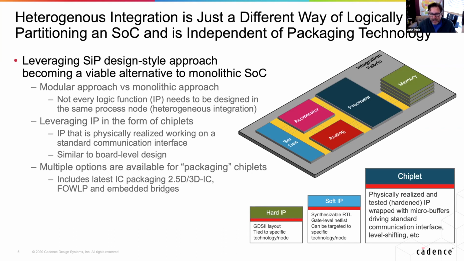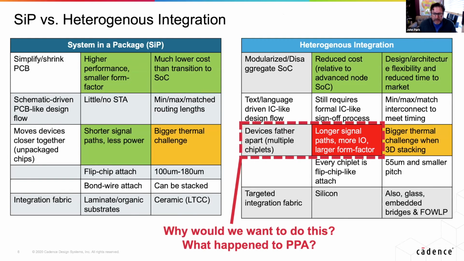So hard versus soft: hard is basically a GDS of the IP. Soft is more an RTL type of description, and you can implement it yourself. A chiplet, in our view, is a physically realized block of IP. So hopefully those two slides give some people a high level understanding of the differences between chips and chiplets and heterogeneous integration and SiP.